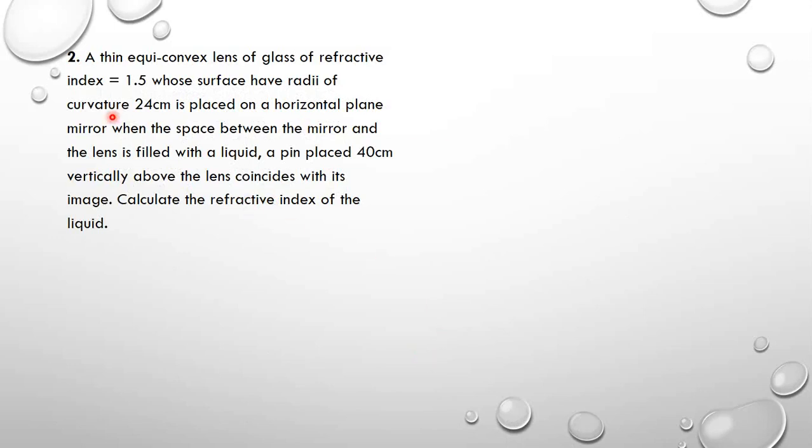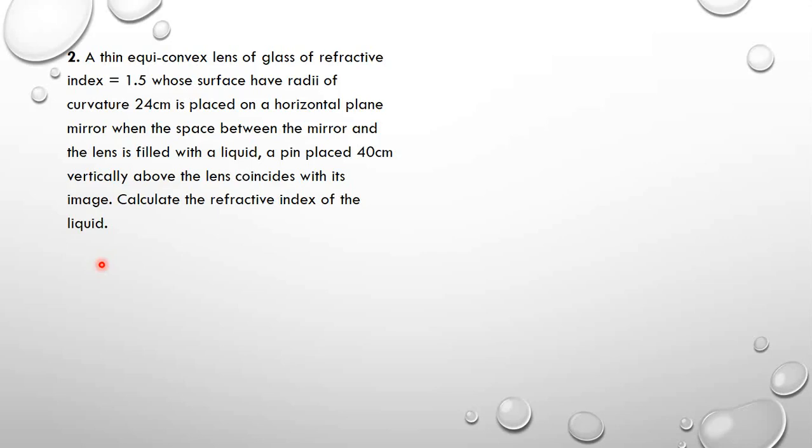Let's continue. Number 2, a thin equiconvex lens of glass of refractive index 1.5 whose surfaces have radii of curvature 24 centimeters is placed on a horizontal plane mirror. When the space between the mirror and the lens is filled with a liquid, a pin placed 40 centimeters vertically above the lens coincides with its image. Calculate the refractive index of the liquid.